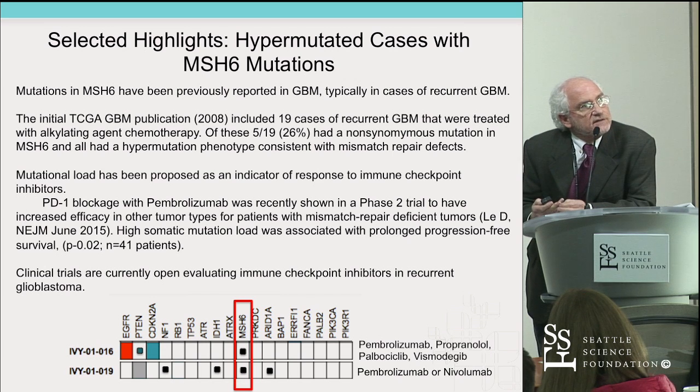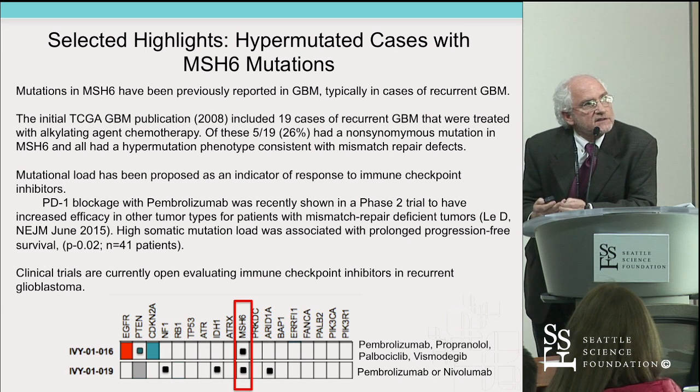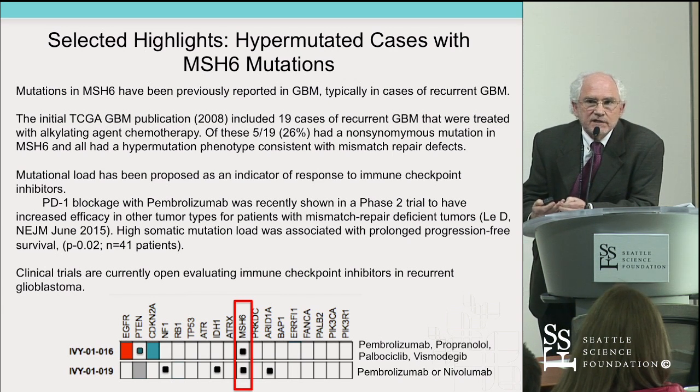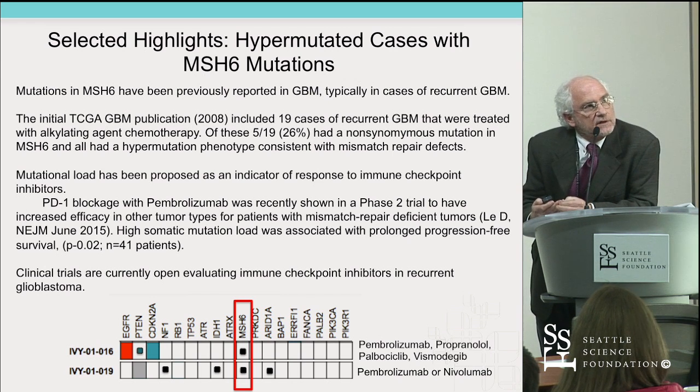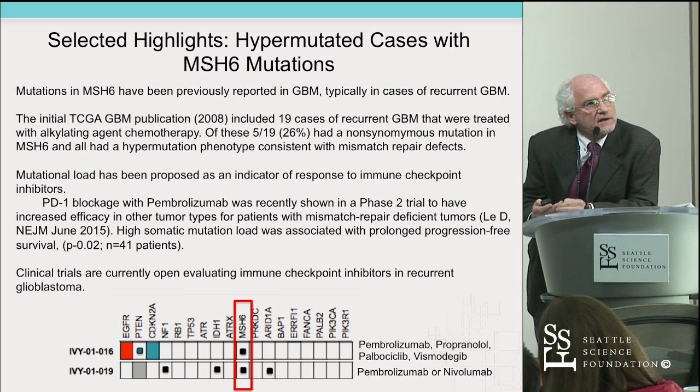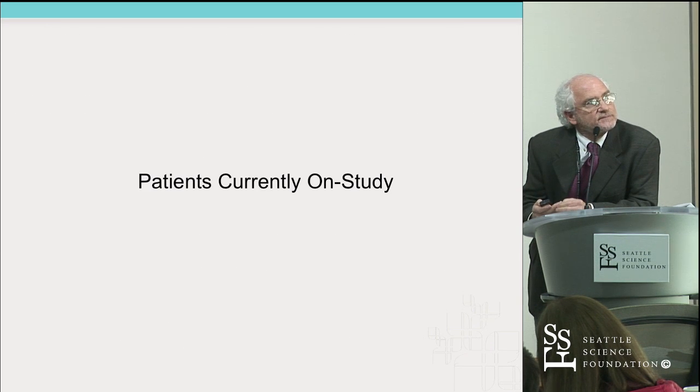This was another case of a hypermutated case with a lot of alterations in mismatch repair, MSH6, for instance, which has been described and has been suggested would be more susceptible to checkpoint inhibitors, including PD-1, and this patient was treated because of that with a PD-1 inhibitor.